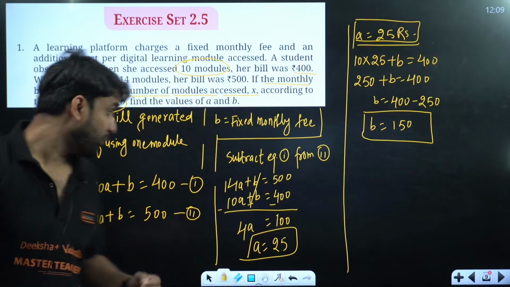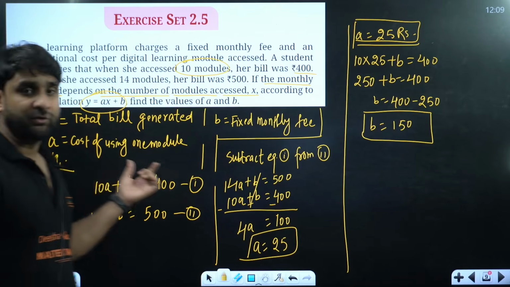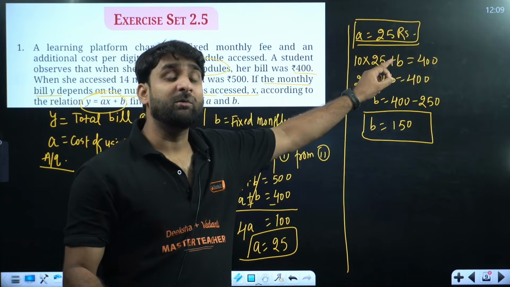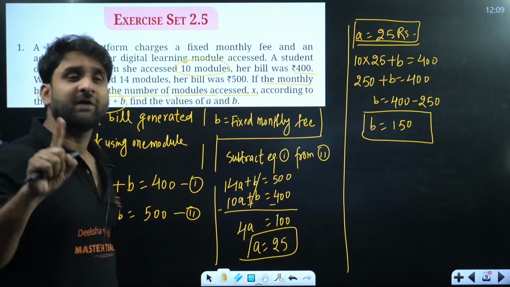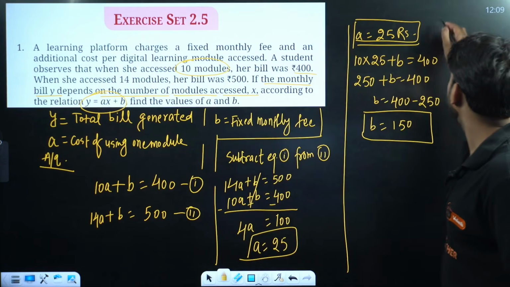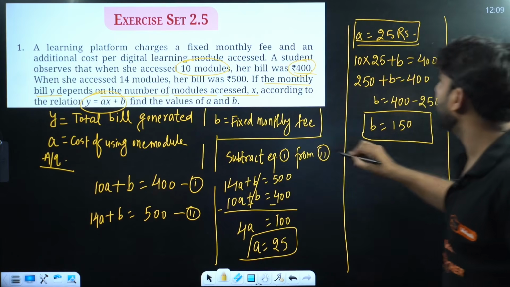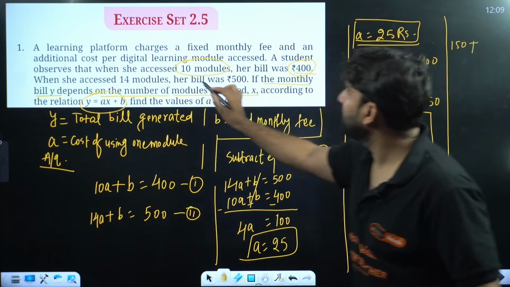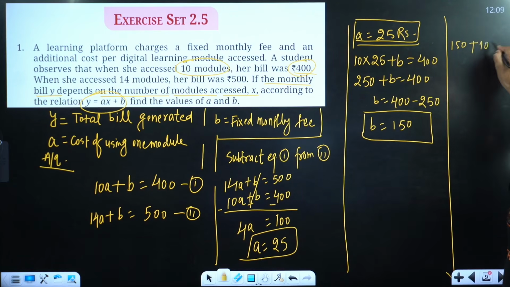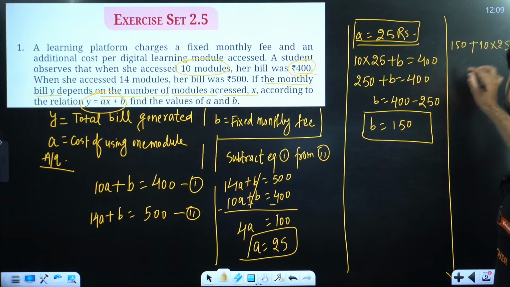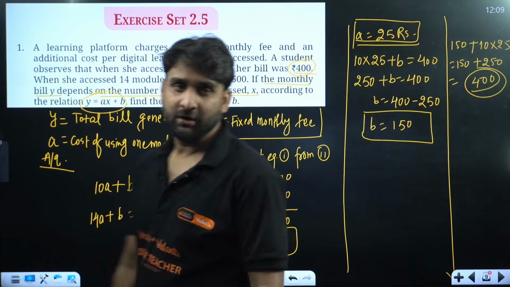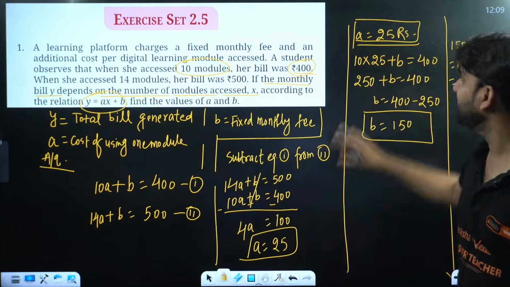And a is the cost of using one module. So if the student wants to use one module, then he or she has to pay 25 rupees for one module. We can verify, champion. For the first bill 400, and b is the fixed monthly charge. So 150 plus how many modules she has used? 10 modules. And what is the charge of one module? 25. So let's solve this. 150 plus 250, yeah, 400 is coming, which is correct. I hope this question is clear to you all. So a is 25 and b is 150.